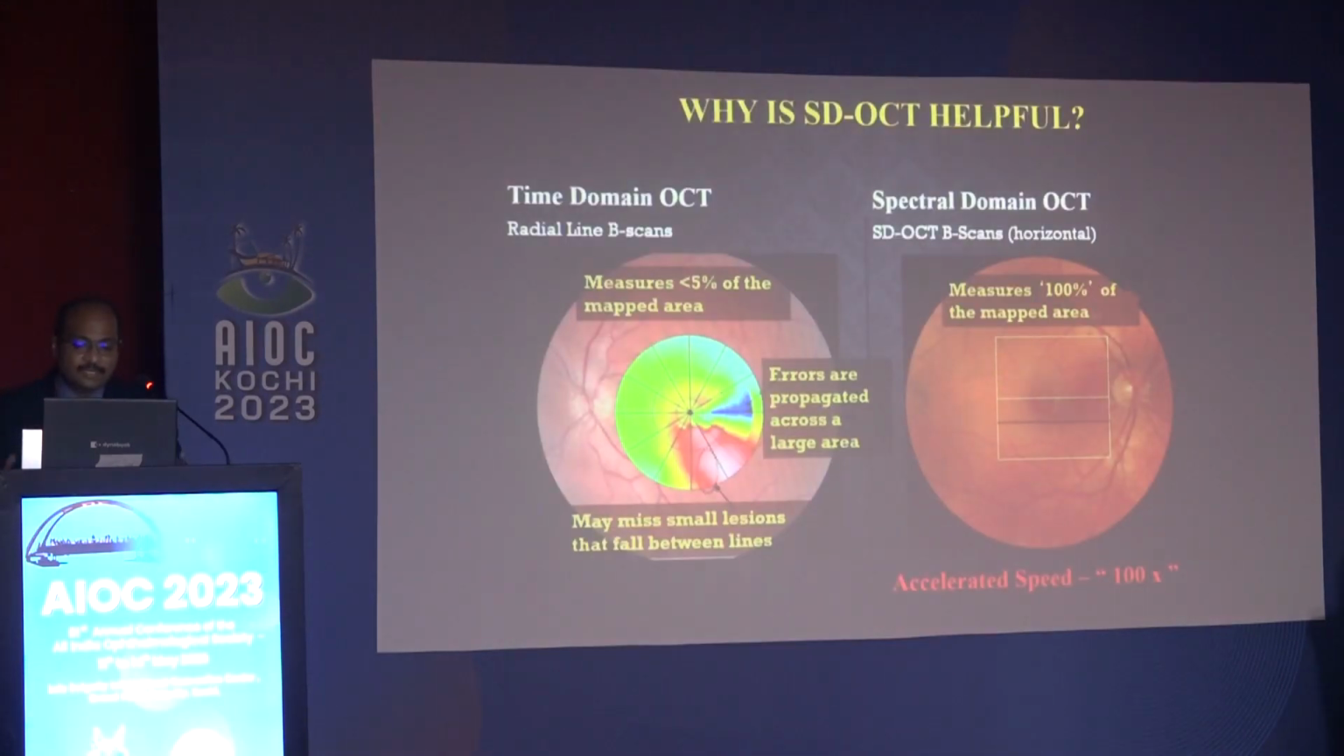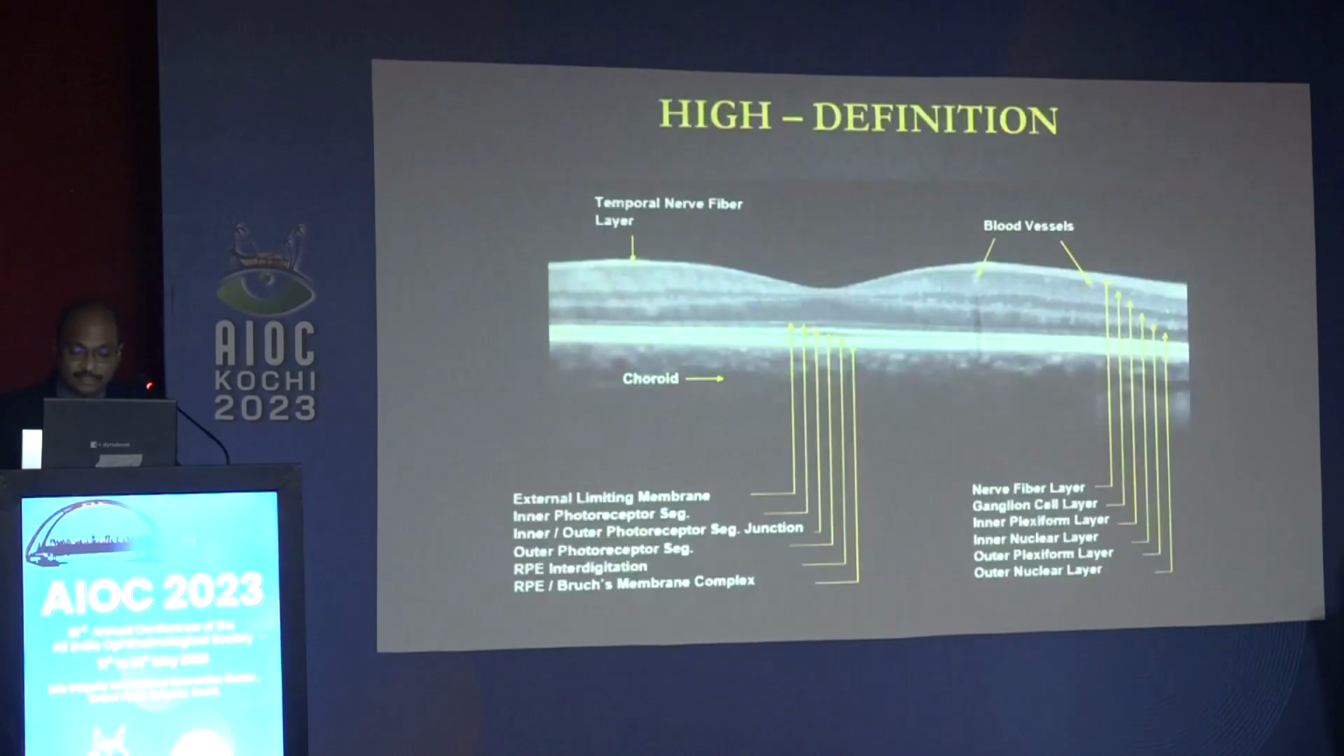So why is SD-OCT or spectral domain OCT helpful? With the old time domain OCTs, it measured less than 5% of the mapped area, and errors were propagated across a large area. If lesions fell between these raster lines, you could miss them. Whereas with spectral domain OCT, as you see on the right side, that whole cube is mapped, and you get 100% of the area, apart from the fact that speed is accelerated 100 times.